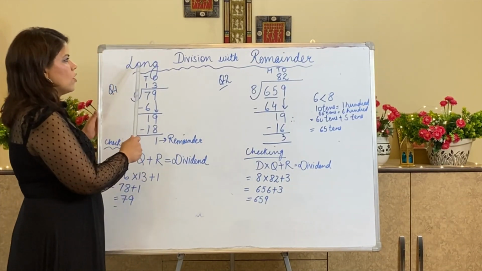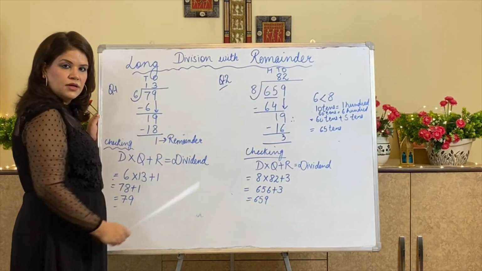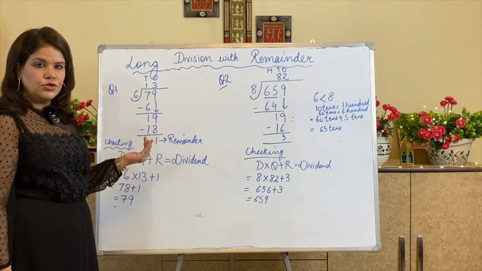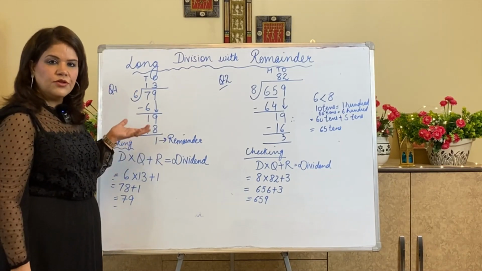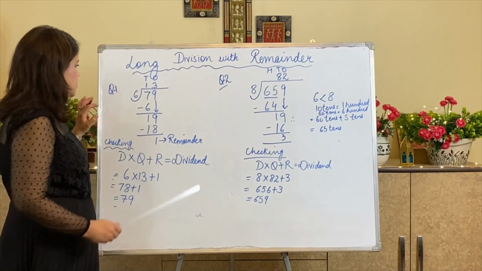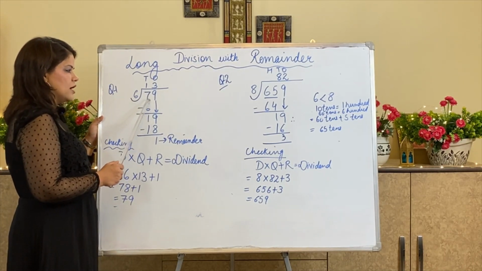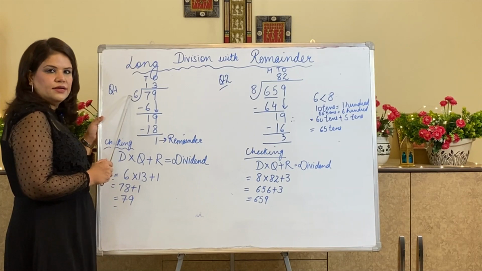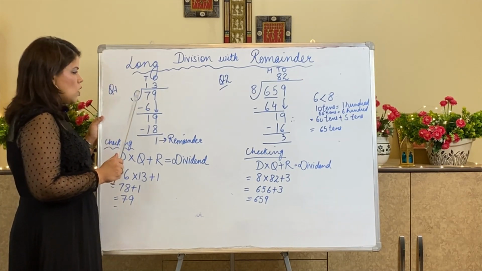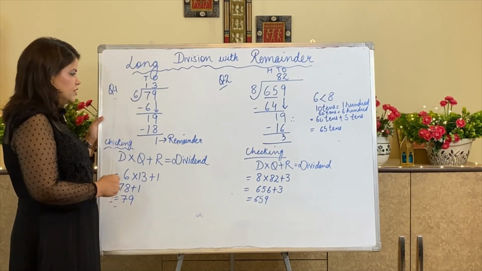Now I am taking long division with remainder. Understood? I have introduced remainder to you. Now I am going to do the sums in which I am getting the remainder. I have this number 79. Now you can see that the tens digit is greater than the divisor. So I can go and solve it with the divisor.